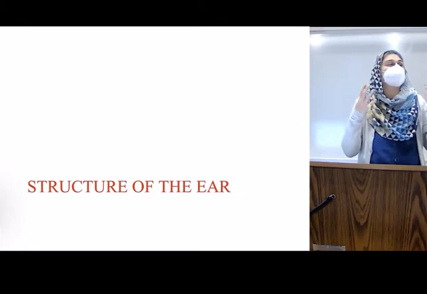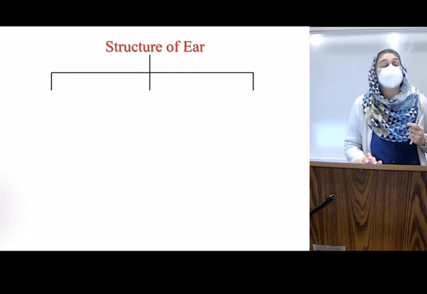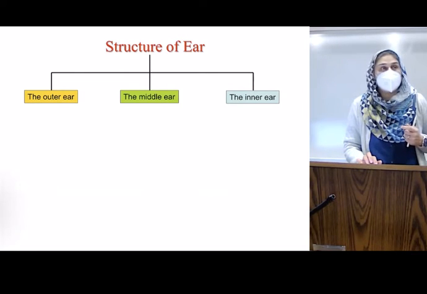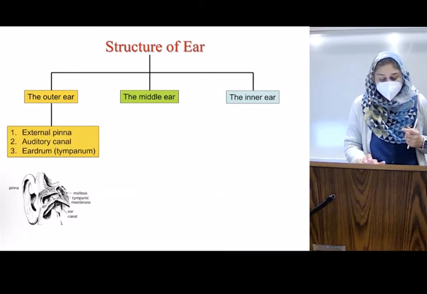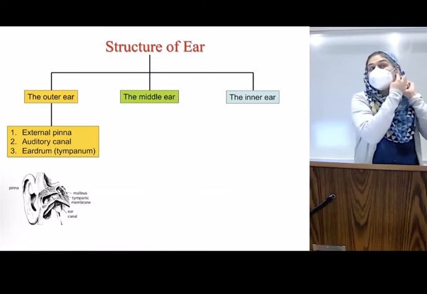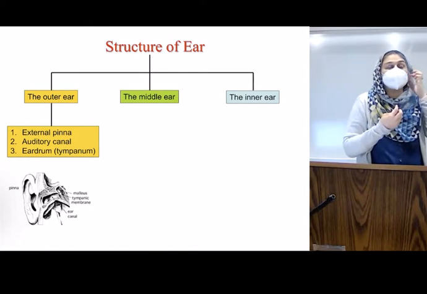So now what is the structure of our ear? When we look at the ear, we can basically divide it into three parts: the outer part, the middle part, and then the inner ear. The outer ear is basically what you can see, so your ear and the canal that's inside.